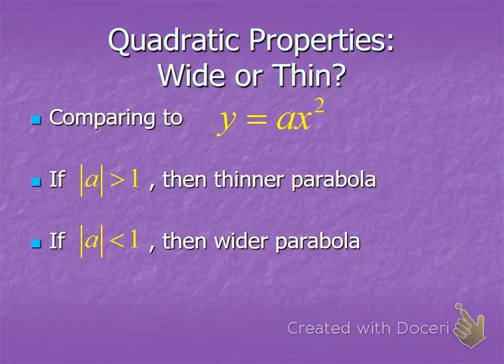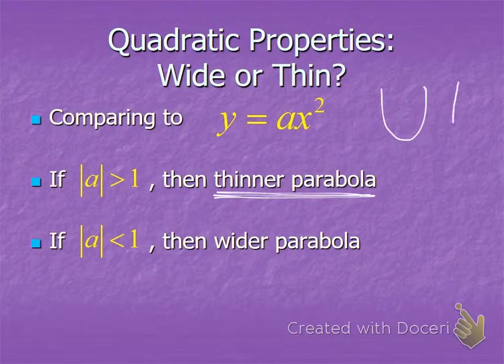Okay? A will tell us some other things as well. Now, if A is bigger than 1, so this means the absolute value of A, regardless of sign, whatever the sign is on A, if A is bigger than 1, then believe it or not, the parabola will get thinner. So instead of looking like this, it will look something like that.